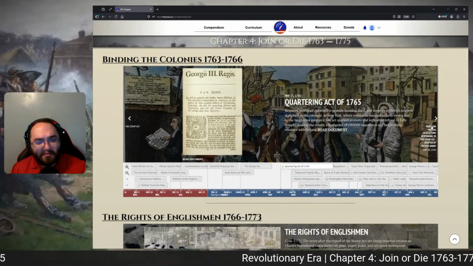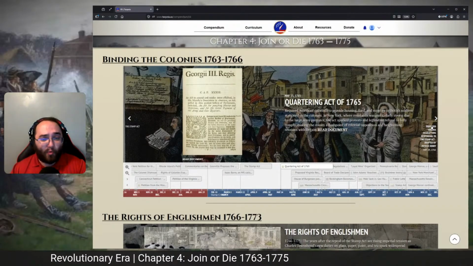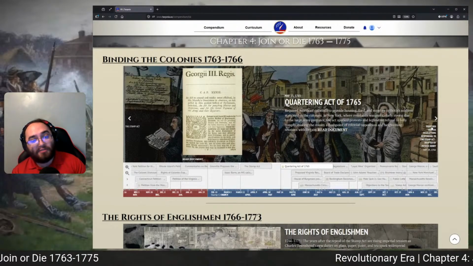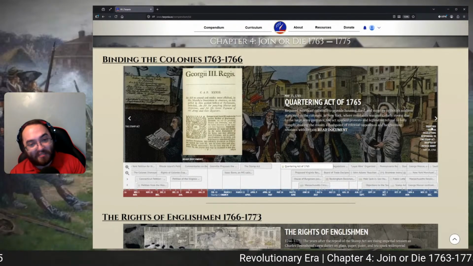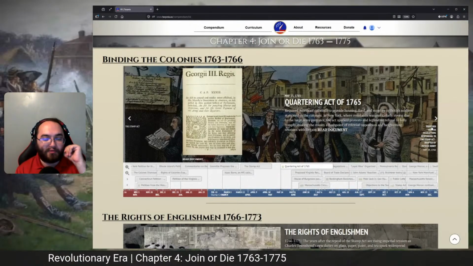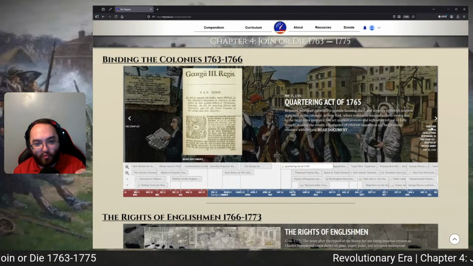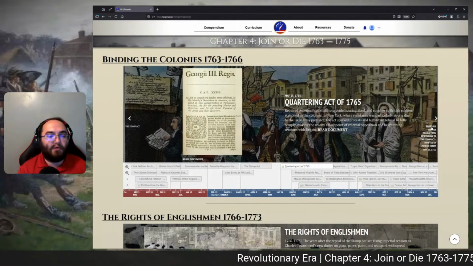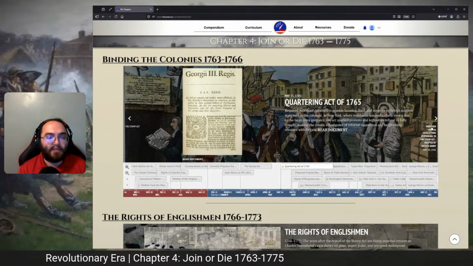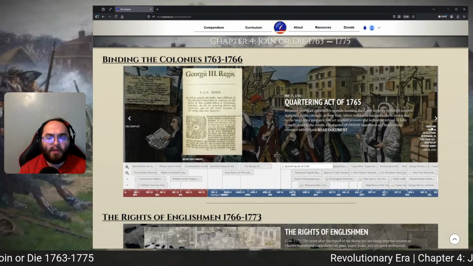Also, a very important act, the Quartering Act of 1765, not to be confused with the Quartering Act during the Intolerable Acts. There's a separate Quartering Act as part of the five Intolerable Acts. This Quartering Act specifically targeted New York because that was the headquarters for the British military force in North America, in Albany, and then also New York City.